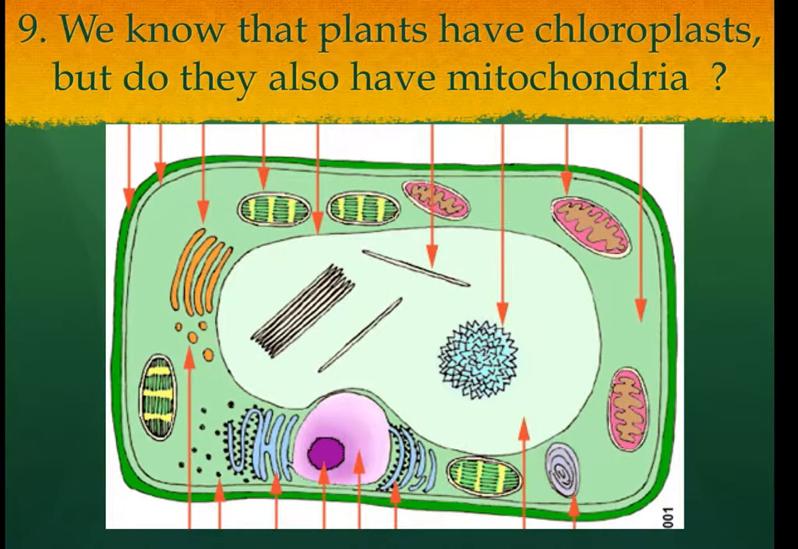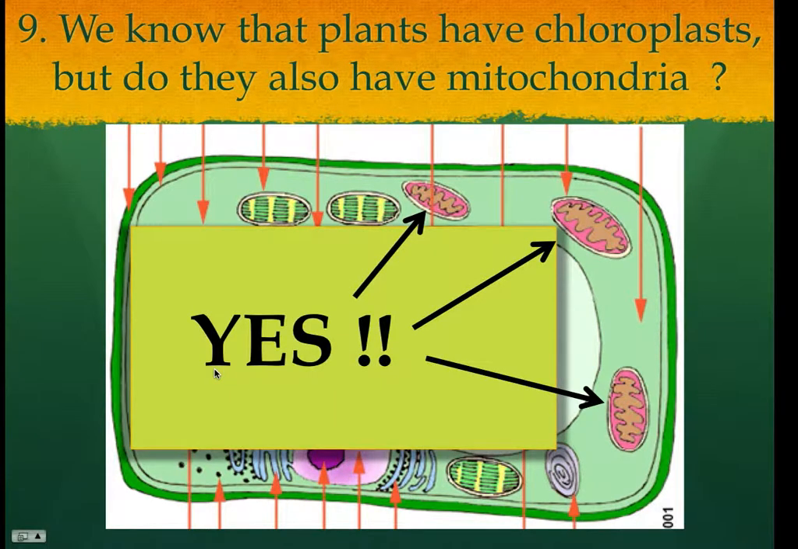Now, an interesting question is, well, we so much stress that green plants carry out photosynthesis, and of course they have chloroplasts here. There's 3 of them, 4 of them here actually. But do they actually have mitochondria? And the answer is yes, they do. And that's because it's very simple.